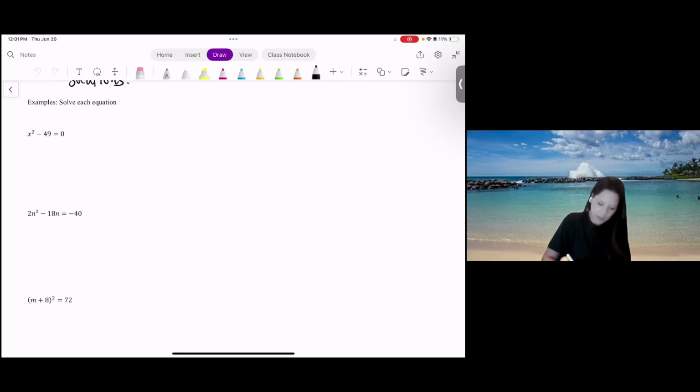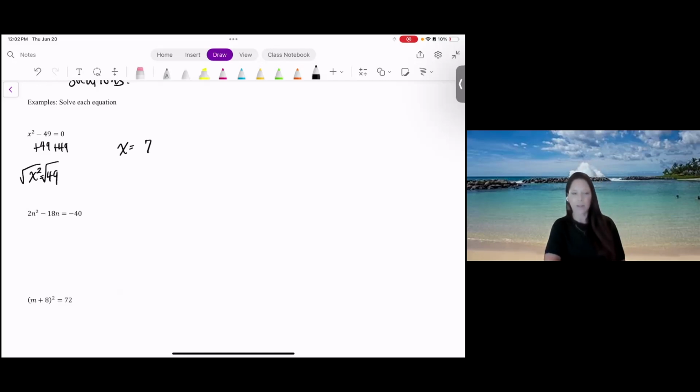What I'm going to do is I'm going to add 49 to both sides. And I get x squared equals 49. And now that I have the x squared term by itself, I can square root both sides of that equation. I'm going to get x equals 7 because the square root of 49 is 7.